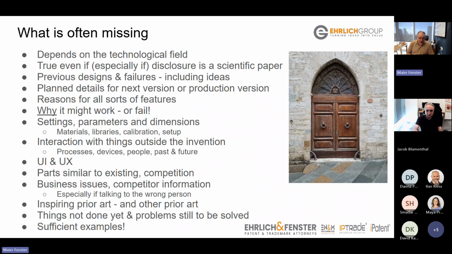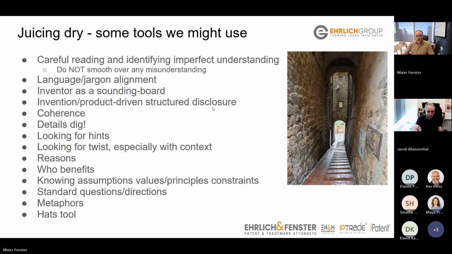And enough examples in general. We like having examples for all sorts of ideas, and usually we don't get some. So juicing dry is about getting all of the information out of the inventor. And here are a few tools that you might use. And in the next few slides, I'm going to give a few more details about some of these tools.